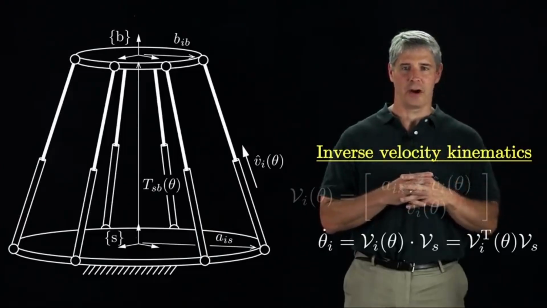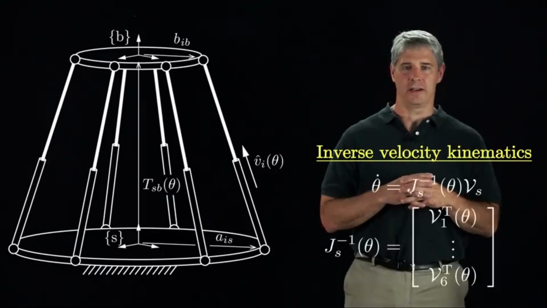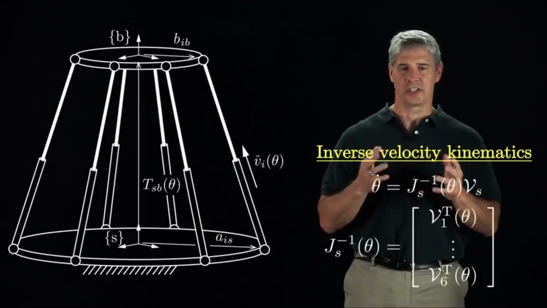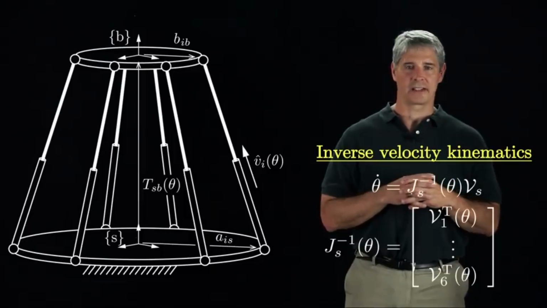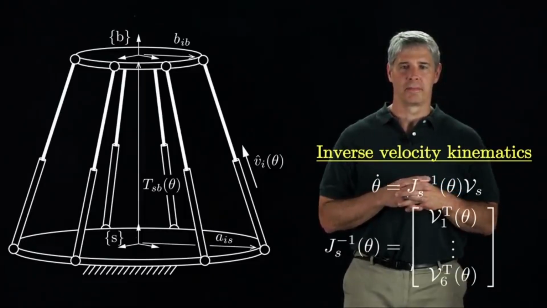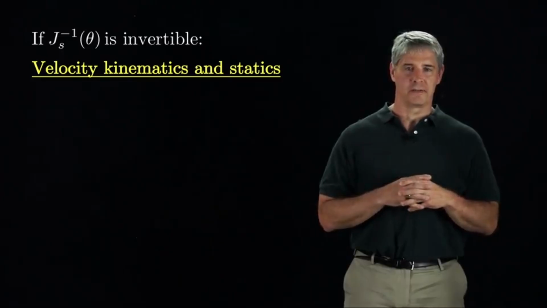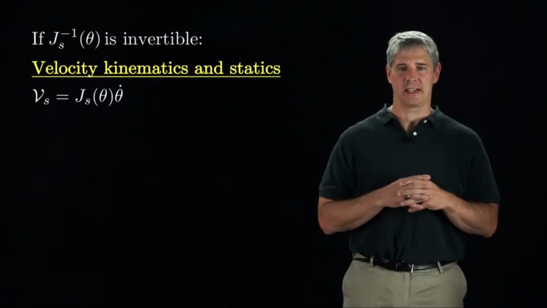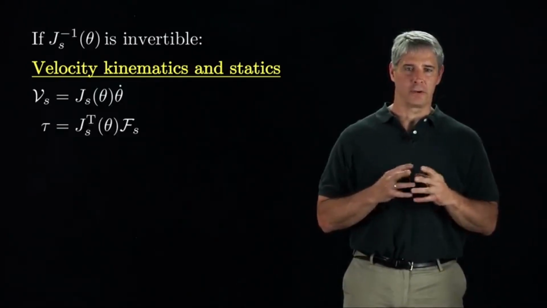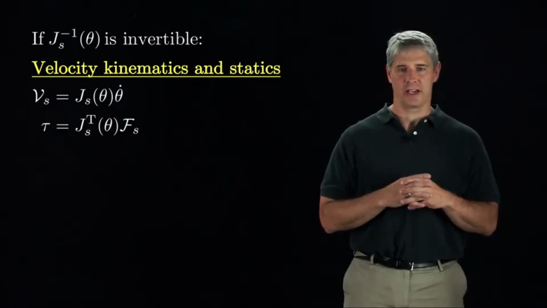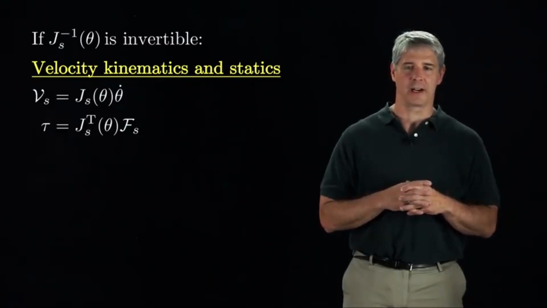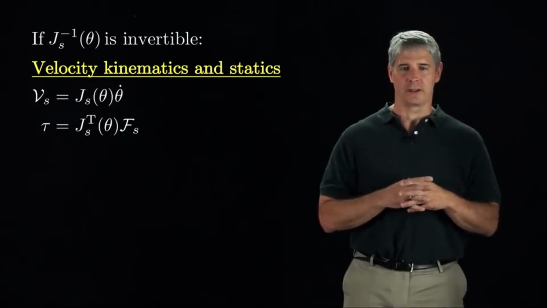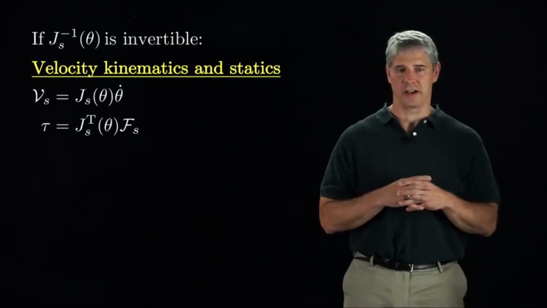Repeating this analysis for all the legs, we can write the ith row of the inverse of the space Jacobian, or J_s inverse, as the screw axis V_i transpose. Now, if the Jacobian inverse is invertible, we have the velocity kinematics and statics in the S frame. The spatial twist V_s equals J_s times theta dot, and the joint forces tau equals J_s transpose times F_s, the wrench applied by the end effector.